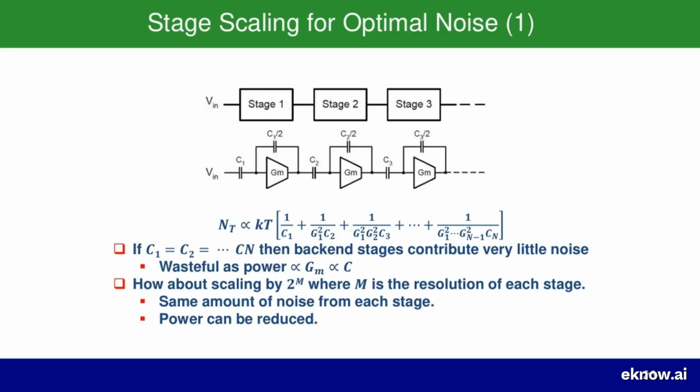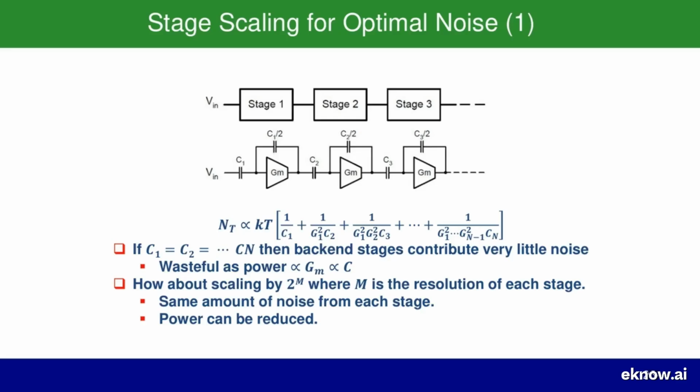This brings us to a much more elegant solution, stage scaling. Instead of using identical stages, what if we strategically make the later stages smaller? The slide proposes scaling by a factor related to 2 to the power of m, where m is the resolution of each stage. The idea is to shrink the capacitors in each subsequent stage. By doing this, we can achieve two very important goals. First, we can design the circuit so that each stage contributes a more or less equal amount of noise when referred back to the input. We are balancing the noise contributions across the pipeline.